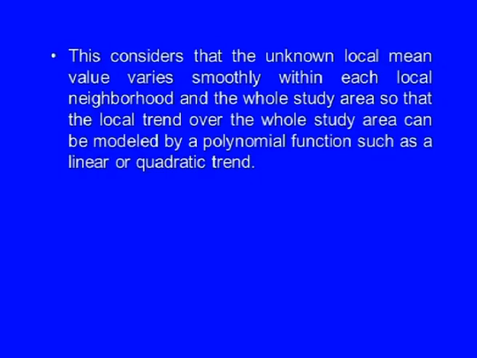This considers that the unknown local mean values vary smoothly within each local neighborhood and the whole study area, so that the local trend over the whole study area can be modeled by a polynomial function such as a linear or quadratic trend.